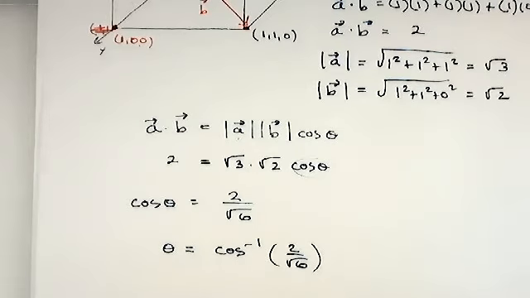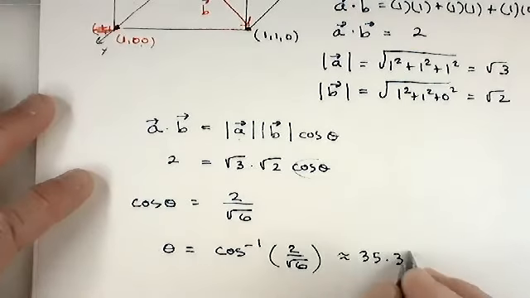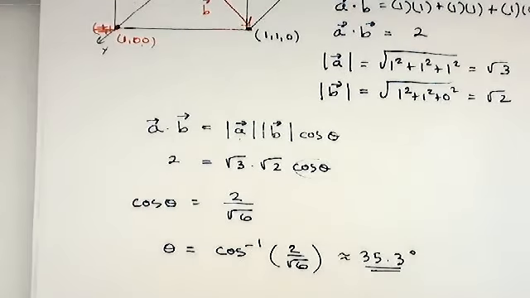Okay, yeah, someone had it for me. This is about 35. Yeah, it's not 45. It's actually less than that. The diagonal of a cube is smaller than 45 degrees.